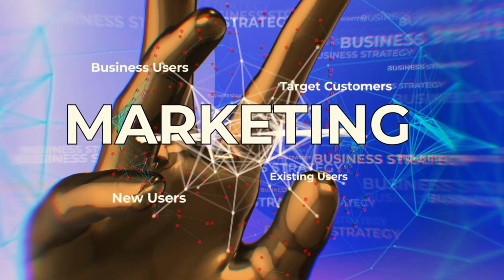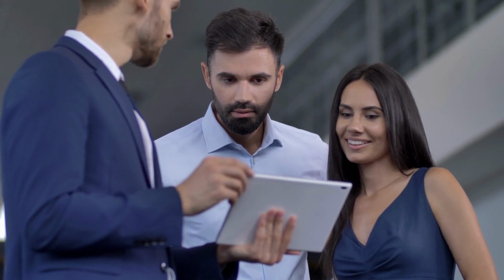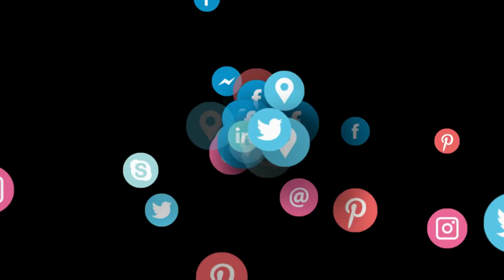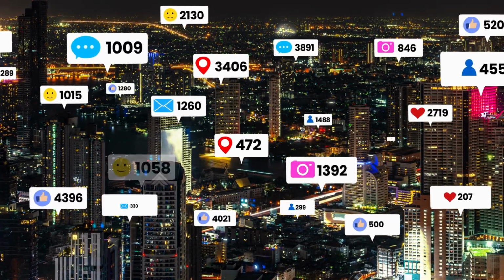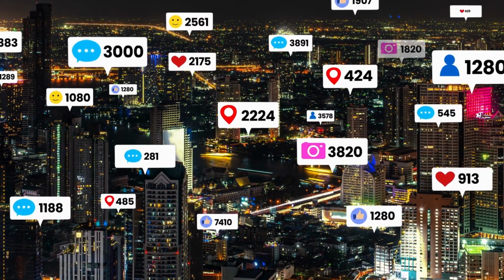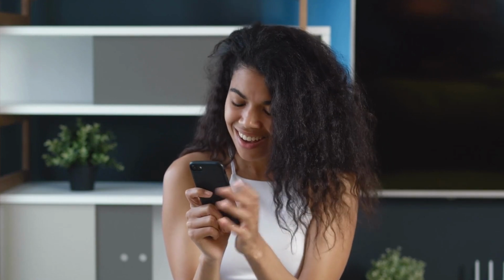Part 3. Marketing your digital products. Once you have created and uploaded your digital products to Gumroad or Etsy, the next step is to market your products to attract buyers. There are many ways to market your digital products, but some of the most effective ones include social media marketing. Use social media platforms such as Instagram, Facebook, and Twitter to promote your digital products. You can create eye-catching graphics and videos to showcase your products and share them with your followers.